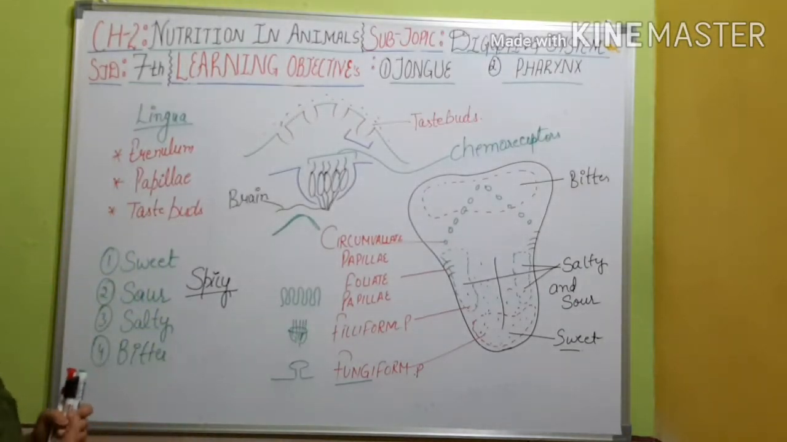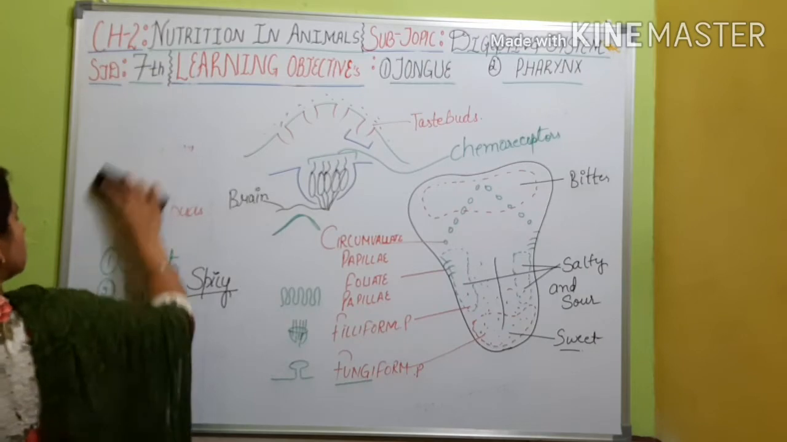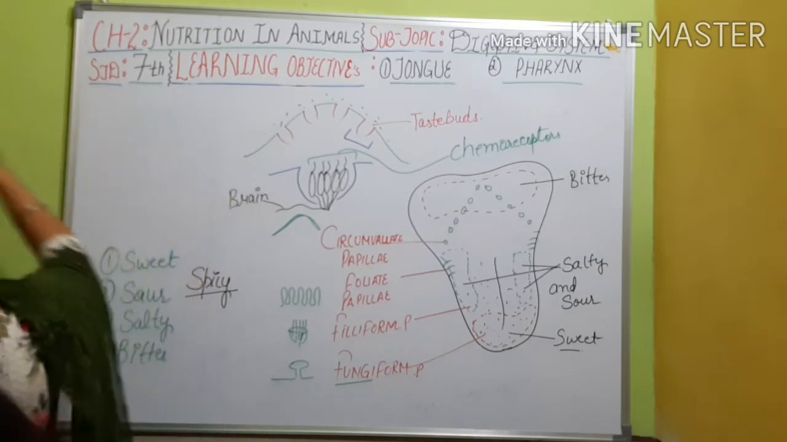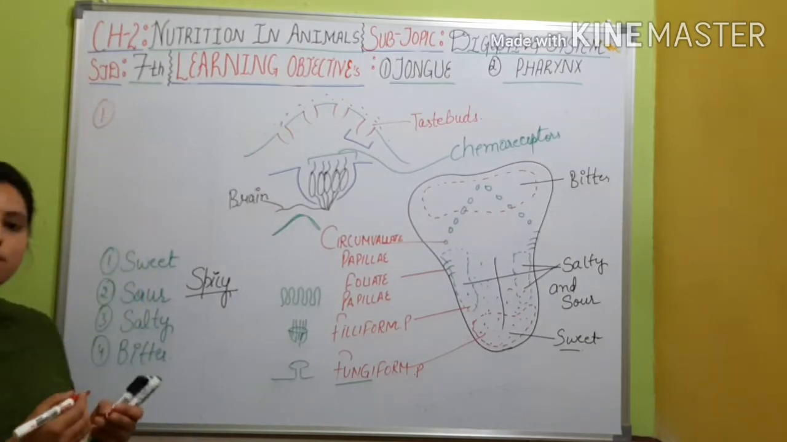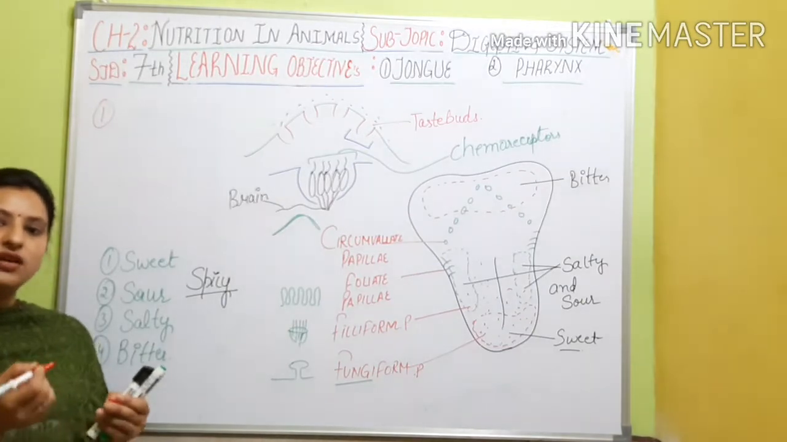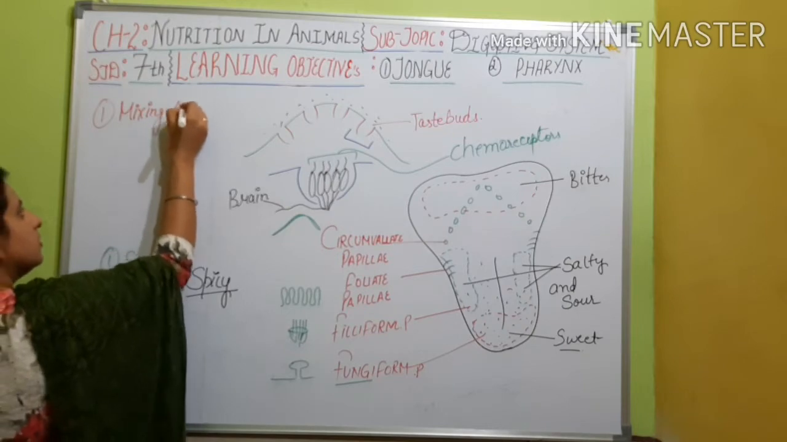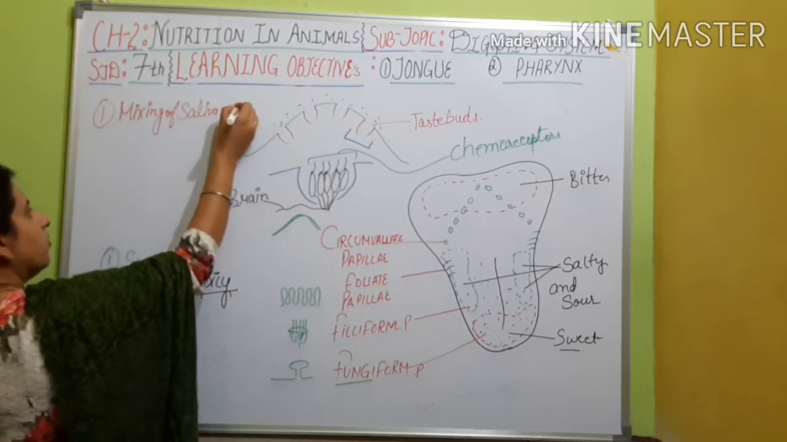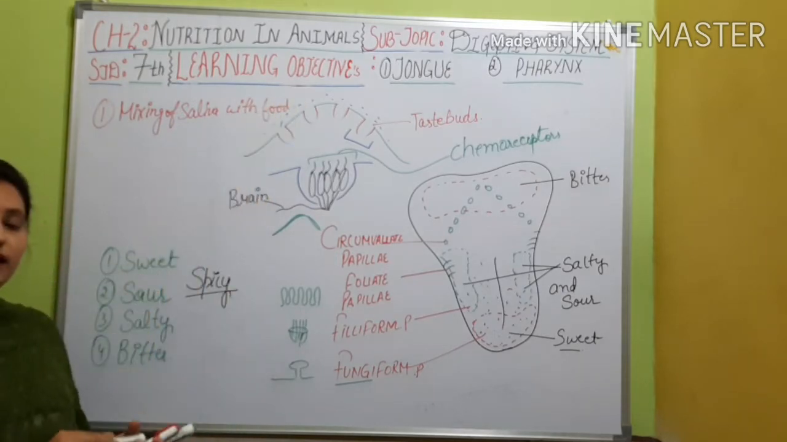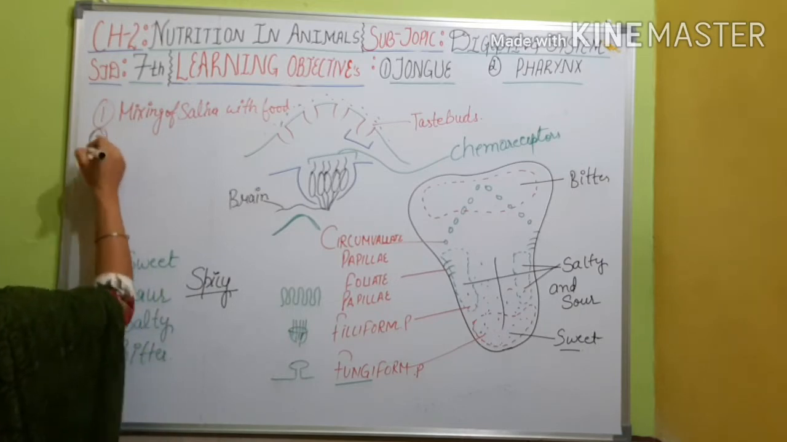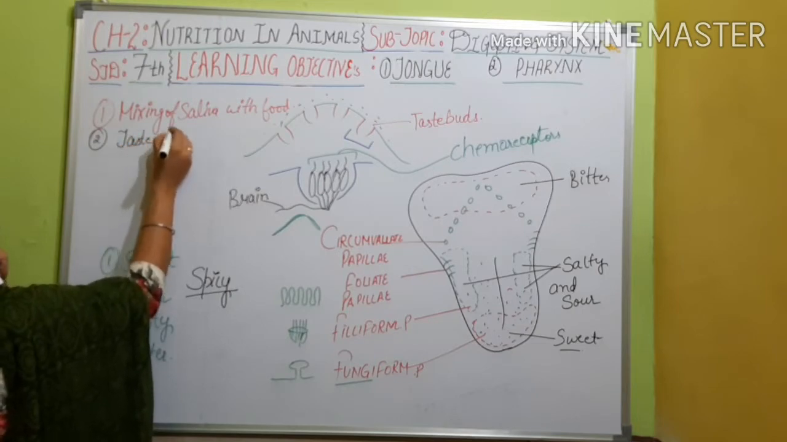Now the question is, what is the function of the tongue? If I go for the functions of the tongue, the most important function is that it helps in mixing of saliva with food. The second main function is that it helps in finding out the taste of the food.